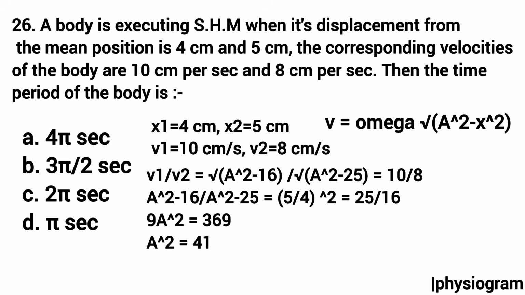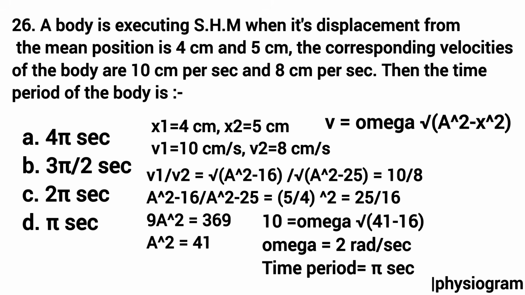Now square both the sides, that is a square minus 16 by a square minus 25 equals 5 by 4 whole square, that is 25 by 16. Now after solving all this we get here a square equals 41. Now use the first equation to find omega, that is 10 equals omega root over 41 minus 16. So we'll get here omega equals 2 radian per second. So the time period will be here 2 pi by omega, that is pi seconds. So the correct answer will be option number D, that is pi seconds.